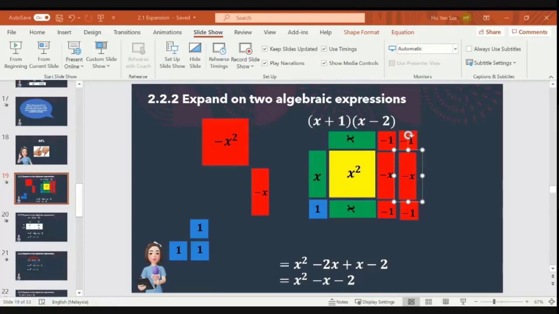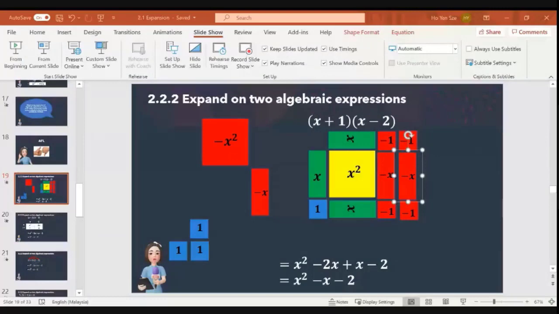So after you simplify, this is the final answer, which is x squared minus x minus 2. This is after you expand x plus 1 times x minus 2. Can you understand or not this one? Can you understand or not?